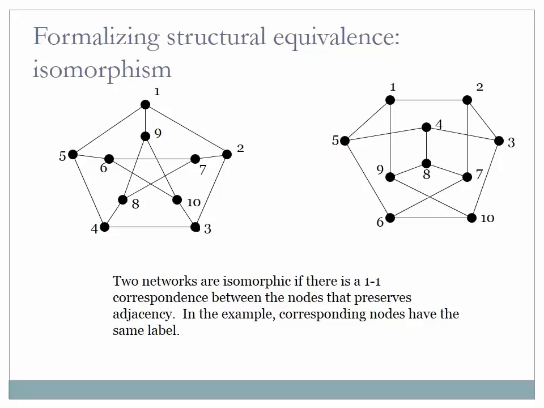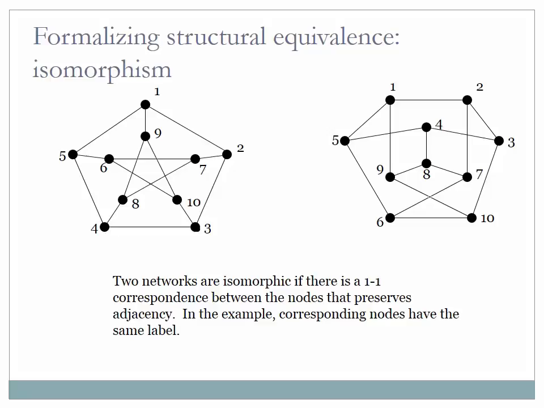Our last definition is isomorphism. We say two networks are isomorphic if there is a one-to-one correspondence between the nodes that preserves adjacency. In the example above, the corresponding nodes receive the same label.